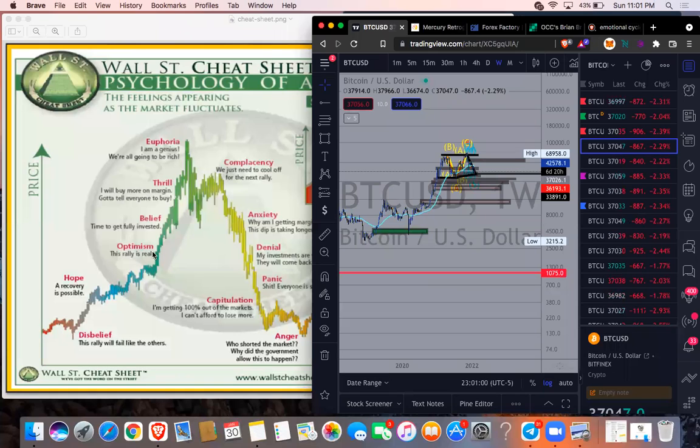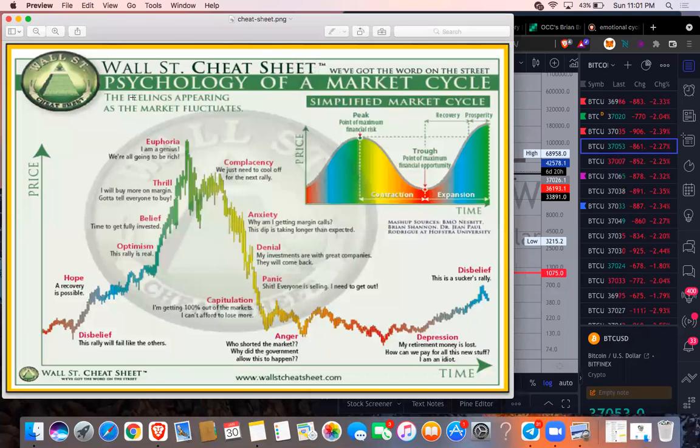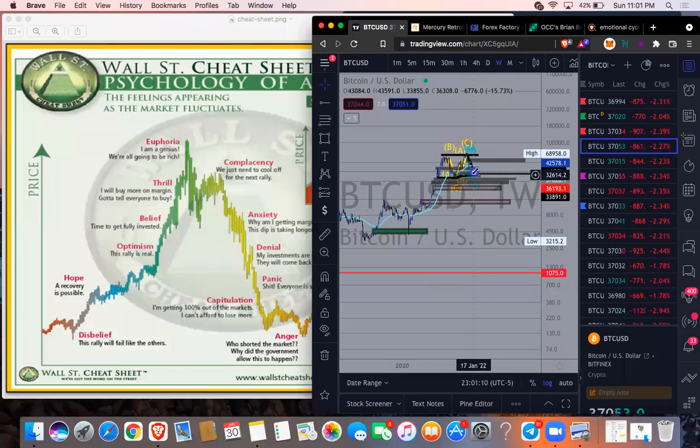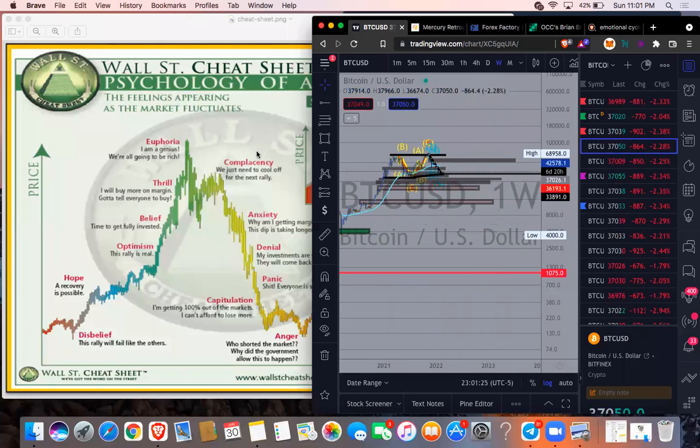And I will use this because it's all about feelings, right? Optimism, we're in hope. A recovery is possible. So until we get into that, boom, a recovery is possible. Everyone's thinking a recovery is possible. If we start turning around, then that's the recovery is possible. No, so now here's the next scenario. What if it was this?